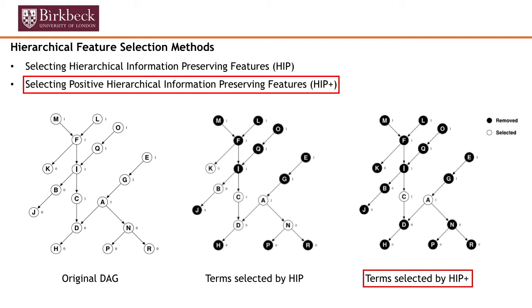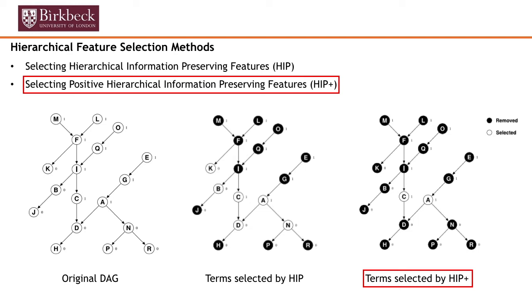So basically, HIP only selects the terms that actually preserve the most important information for the hierarchy. For example, if you look at term C, its value equals 1, which means that we only keep term C after doing this feature selection. The reason is, if we know the value of term C equals 1, then we already know the values of all of C's ancestor terms. As you can see in the figure in the middle, for example, terms I, F, M, Q, O have been removed after the feature selection because they all have the same value as term C.